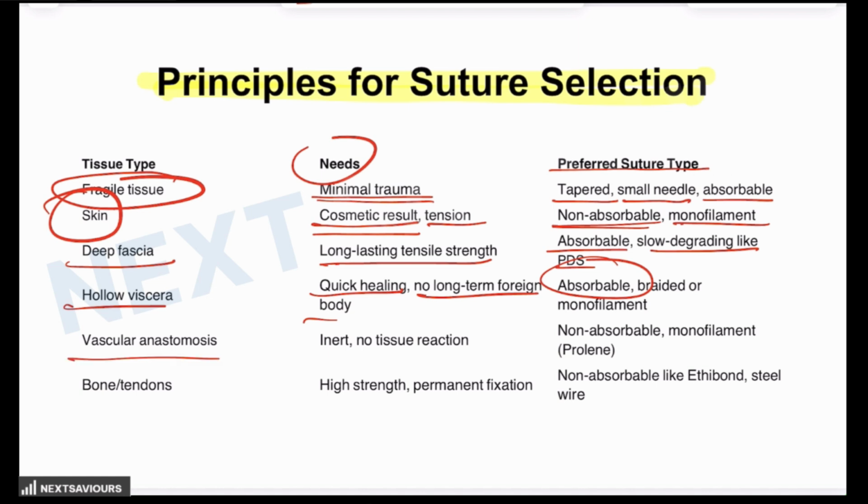of the hollow viscera. For vascular anastomosis, the property of the suture is that it should be inert. That means there should be no tissue reaction. For that, non-absorbable monofilamentous type of the sutures are preferred.